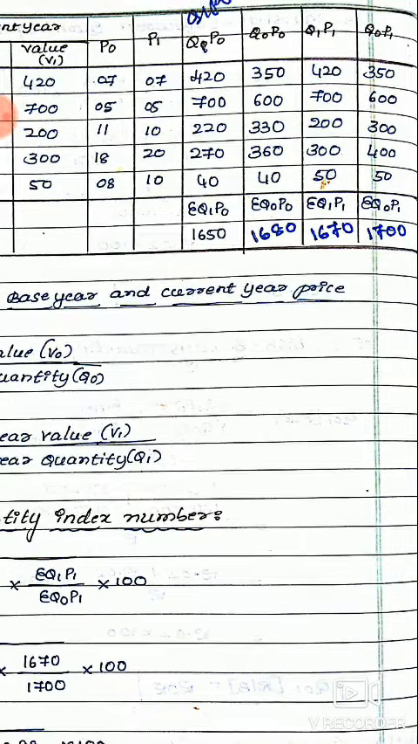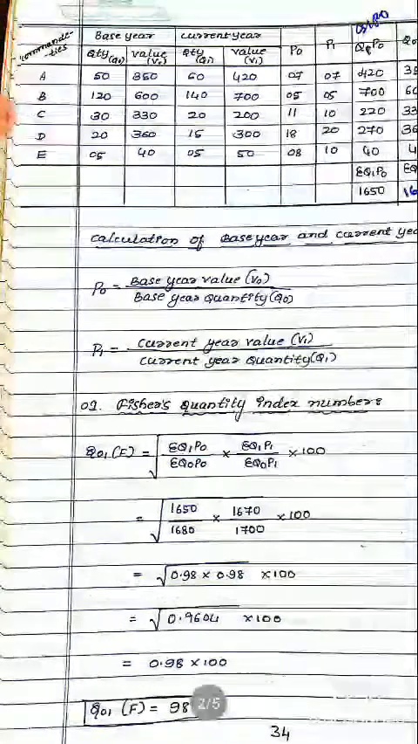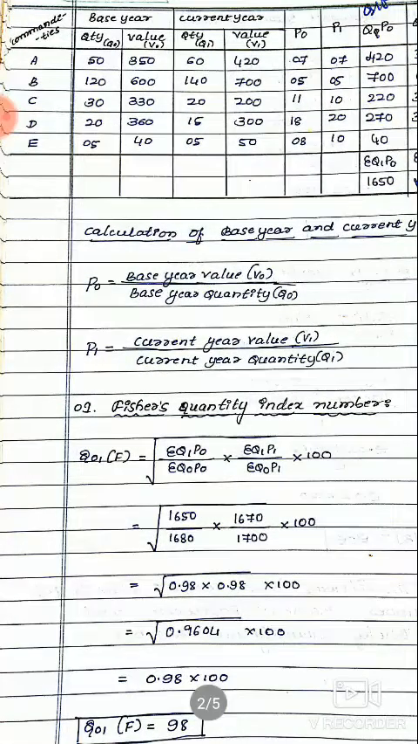Okay, now we can go through the formulas. We have to calculate the Fisher's quantity index number, Marshall Edgeworth quantity index number, and also Dorbish Bowley's quantity index number. First, calculation of the Fisher's quantity index number. So Q01 F is equal to root of sigma Q1 P naught divided by sigma Q0 P naught into sigma Q1 P1 divided by sigma Q0 P1 into 100.